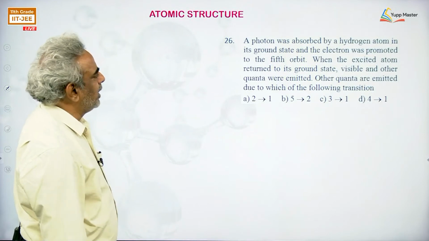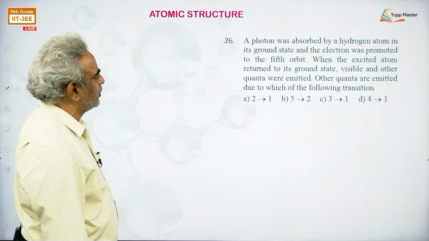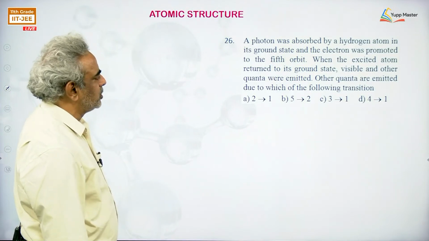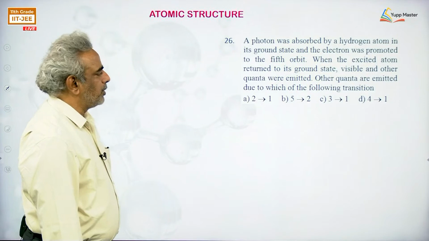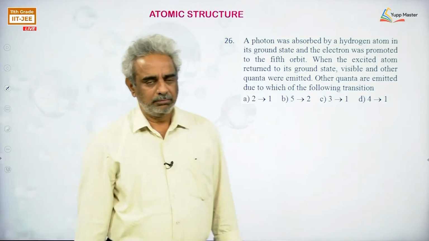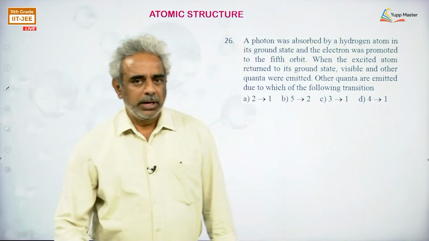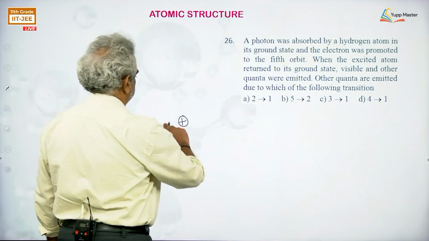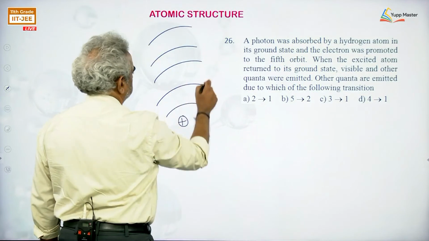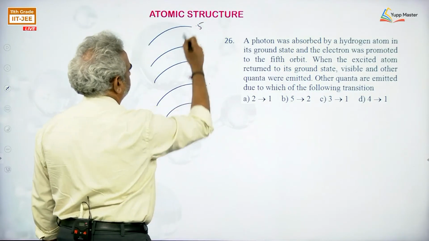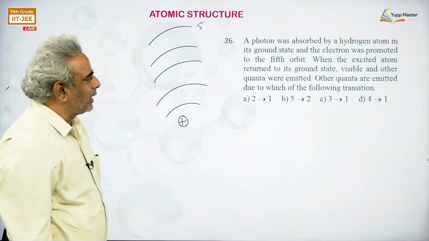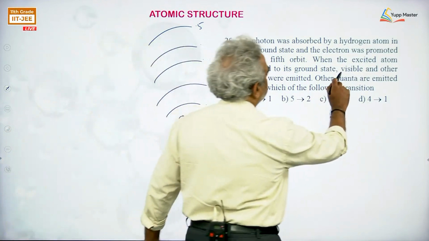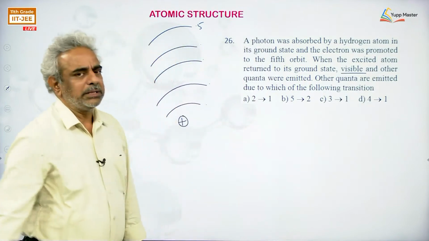A photon was absorbed by a hydrogen atom in its ground state, and the electron was promoted to the 5th orbit. When the excited atom returns to the ground state, visible and other quanta are emitted. What are the other quanta emitted? Right now the electron is in the 5th orbit: 1, 2, 3, 4, 5. Already while coming back, it has formed a visible light. He said there is a visible photon emitted and other light.